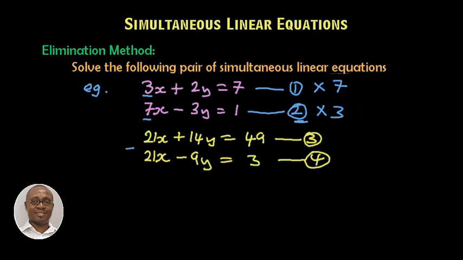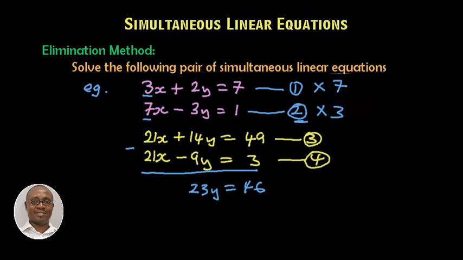So as usual, you subtract equation 4 from 3. So 21x minus 21x, you have nothing left. Then 14y minus minus we change to plus, so that means we have 14y plus 9y, and that gives us 23y. Okay, so 49 minus 3 will now give us 46.